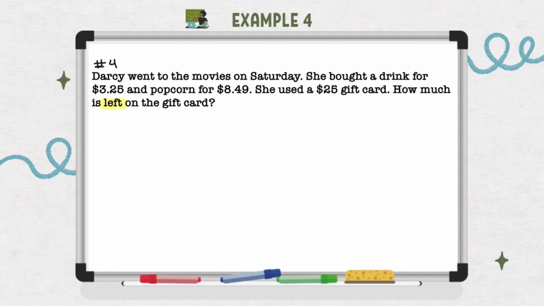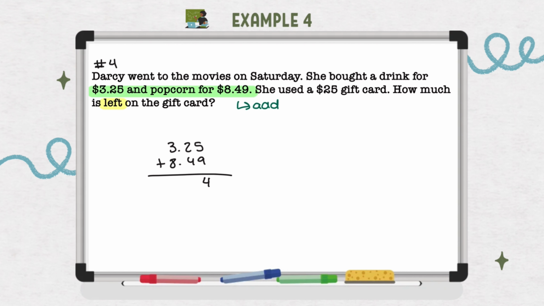So we need to start with the amount of money that Darcy had. And Darcy had $25 to spend, right? And she spent $3.25 on a drink and $8.49 on popcorn. So before we subtract from $25, we need to figure out how much she spent altogether. So actually, we are going to be adding first. We need to find out the total amount of what she spent. So we're going to do 3.25 plus 8.49.